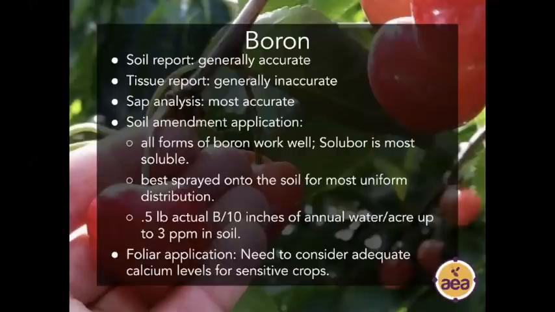For foliar applications, we make foliar applications of boron on many, many different crops. And the only consideration to really think about is that we need to make sure we have adequate calcium levels, particularly for the sensitive crops. The symptoms of a boron excess are the symptoms of a calcium deficiency. It is possible, if you have excess of boron showing up for any reason, to simply put on a foliar application of calcium and it will fix the problem.